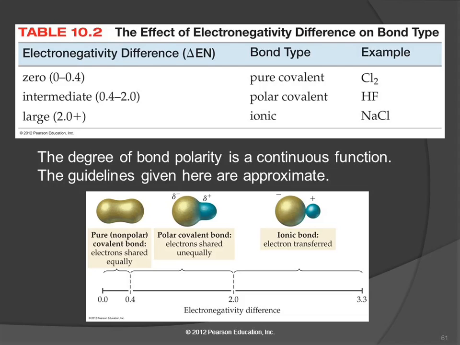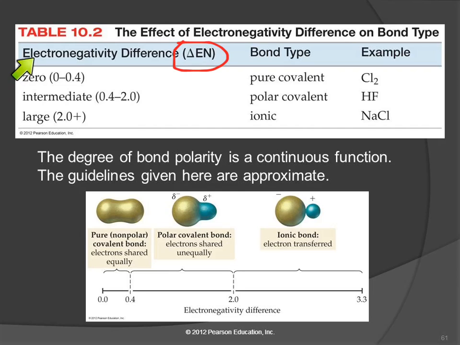So of course, we like to quantify things. There's a continuum here. Okay, so you can have a difference in electronegativity of 0 all the way up to a difference of 3.3. And everything in between. And so we tend to call this, because the difference in electronegativity is a lot to say, delta En. Delta meaning change or difference, En standing for electronegativity.